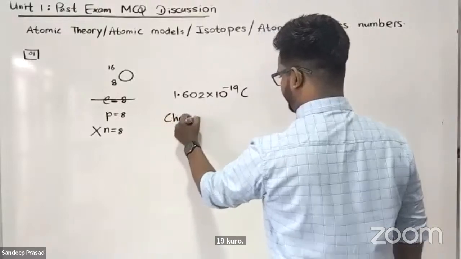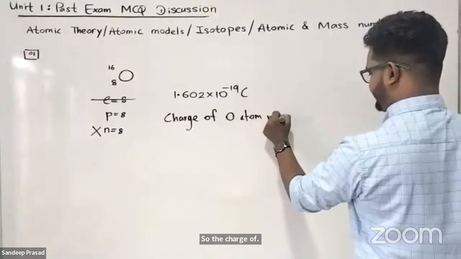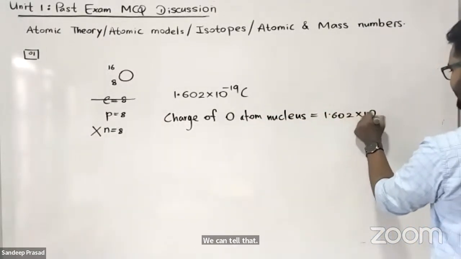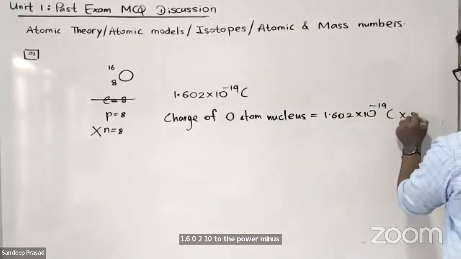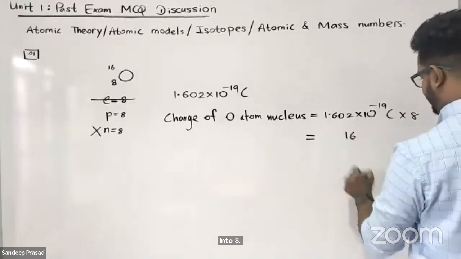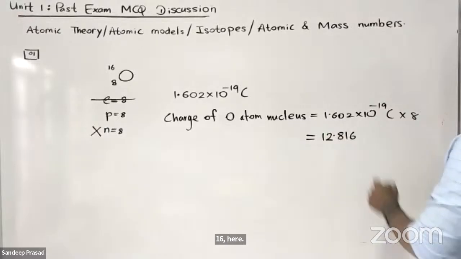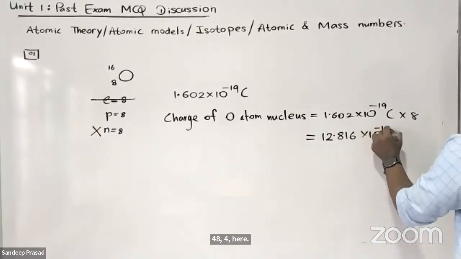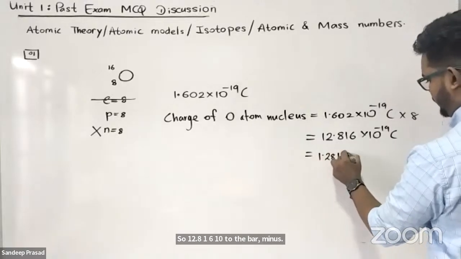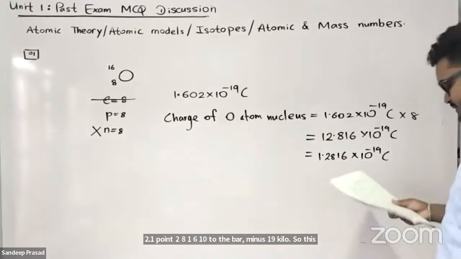The charge of the oxygen atom nucleus is 1.602 × 10^-19 coulomb times 8. When you multiply this by 8, what is the answer? 8 times 2 is 16, 8 times 0 ... so 12.816 × 10^-19 coulomb. Or we can write it as 1.2816 × 10^-18 coulomb. So this is the charge of the oxygen atom nucleus.